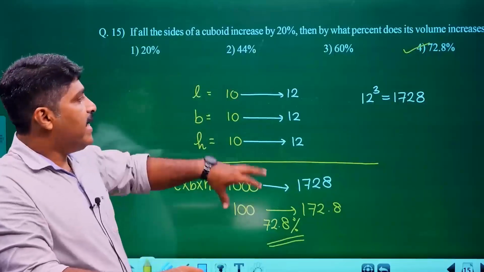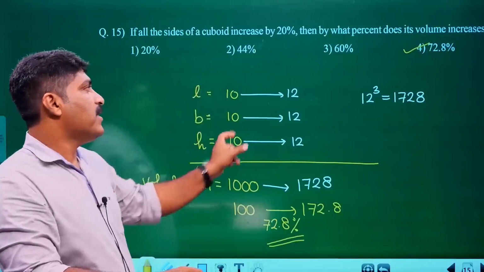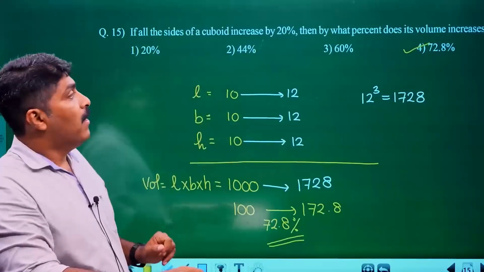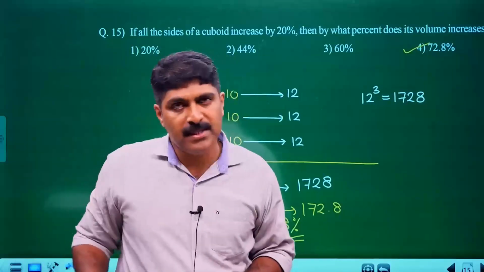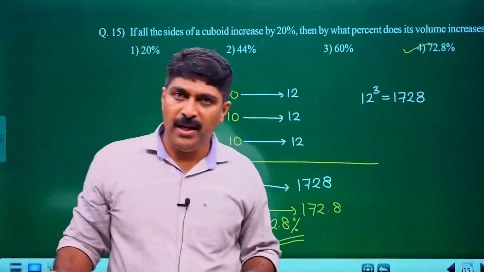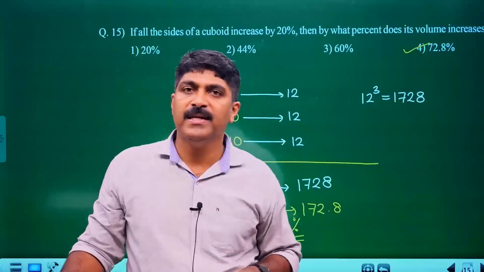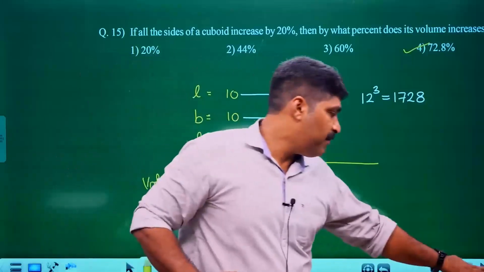So here we got the idea like this. Therefore, we can easily conclude this. We are comparing 10 cube and 12 cube. Why are we taking cube? Because it's a case of volume. Each of the three components is increased by the same quantity. That's why we are taking cubes. Clear? So like that, we can directly reach the conclusions of similar types of questions.